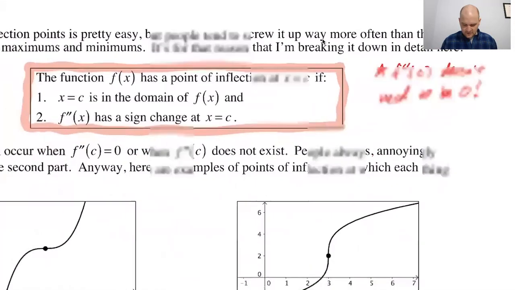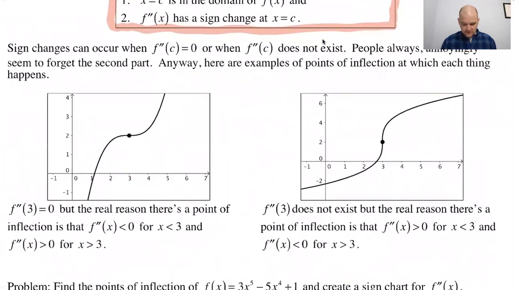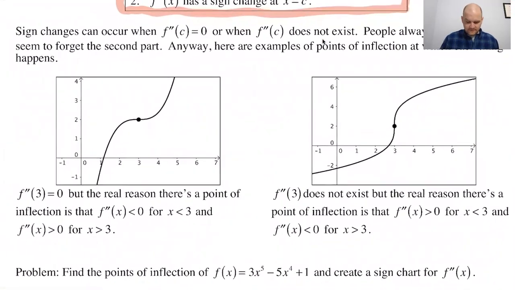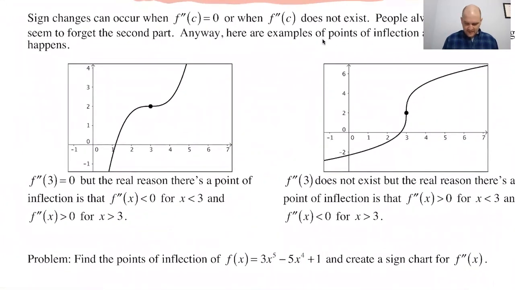So here are two graphs that have points of inflection. The first one that we're looking at here, let me just highlight some things. In this particular one, we have that f double prime of 3 is equal to 0. So we don't need the function. I'm just telling you that that's definitely the case. F double prime of 3 is equal to 0.